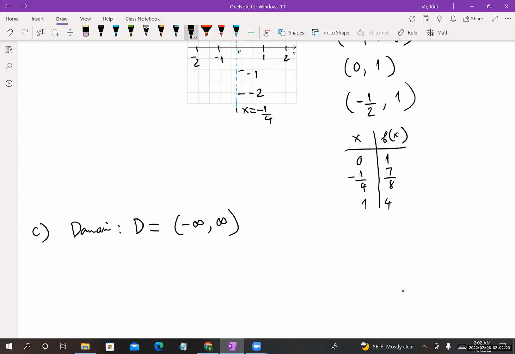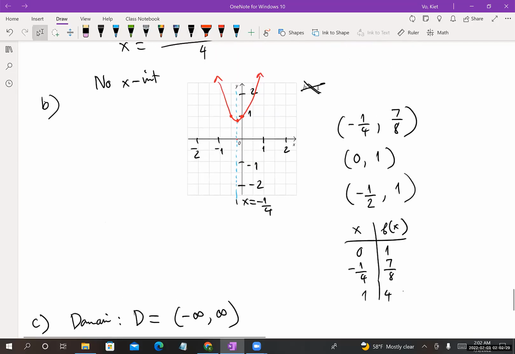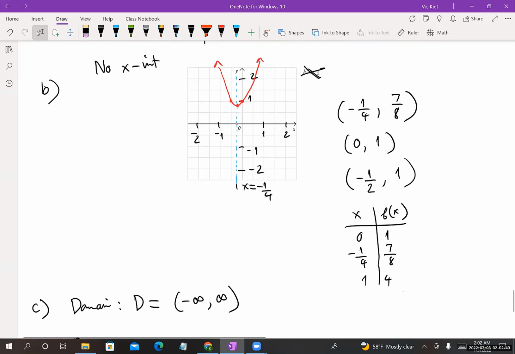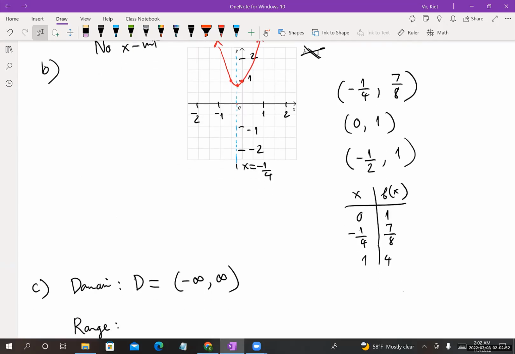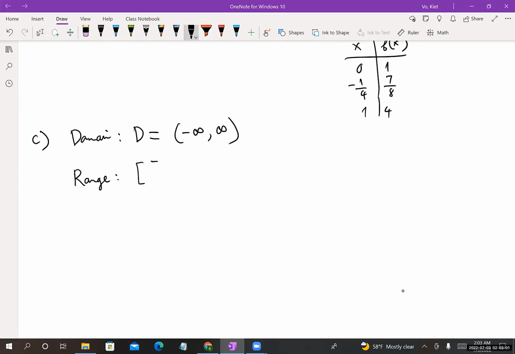Okay. Now for the range, this parabola opens up, so you're looking for the lowest y value, and because there are two arrows pointing up, that means the y values keep getting larger and larger as the x value gets larger. So in this case, the lowest y value happens at the vertex, which is the minimum for this function, and that is 7/8. So the range would be from 7/8 to positive infinity.